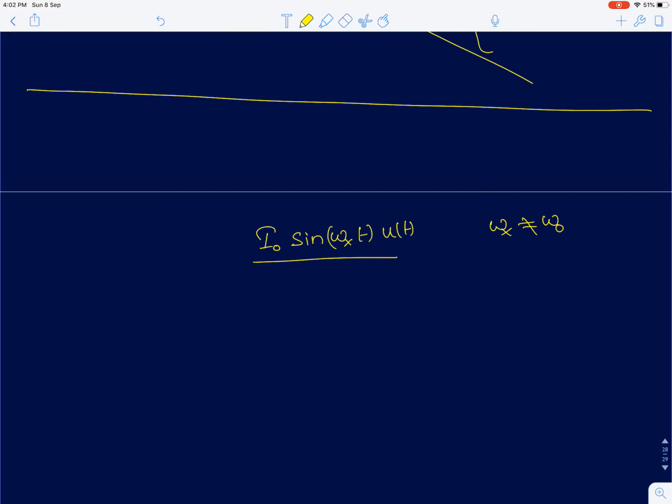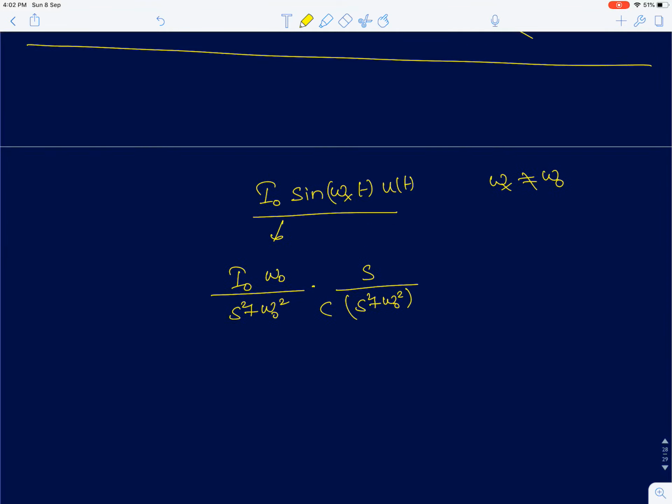So again, I'll resort to Laplace transforms here. The Laplace transform of this signal is I naught omega naught by s square plus omega naught square. That is multiplied by the Laplace transform of the system, which is s by C into s square plus omega naught square, where omega naught square is 1 by LC.